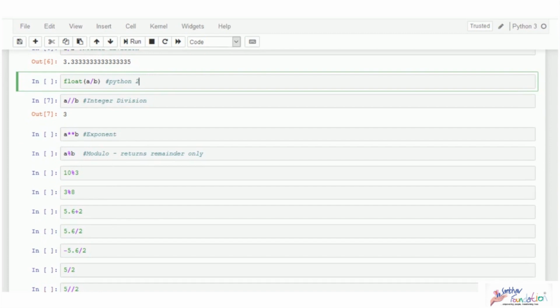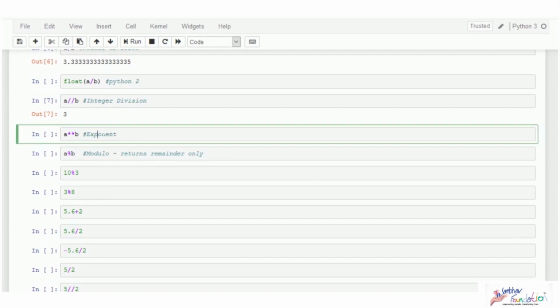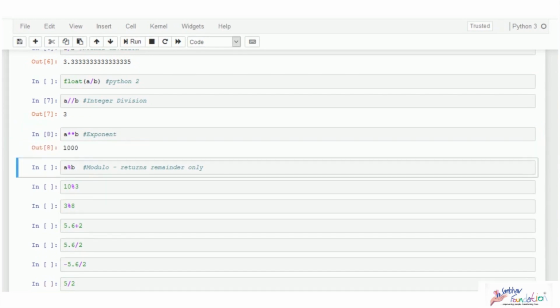So next we look at the exponents. We use a double star or double asterisk to denote exponentiation. So a star star b means a power b. Here a is 10 and b is 3. So 10 to the power 3 is 1000.